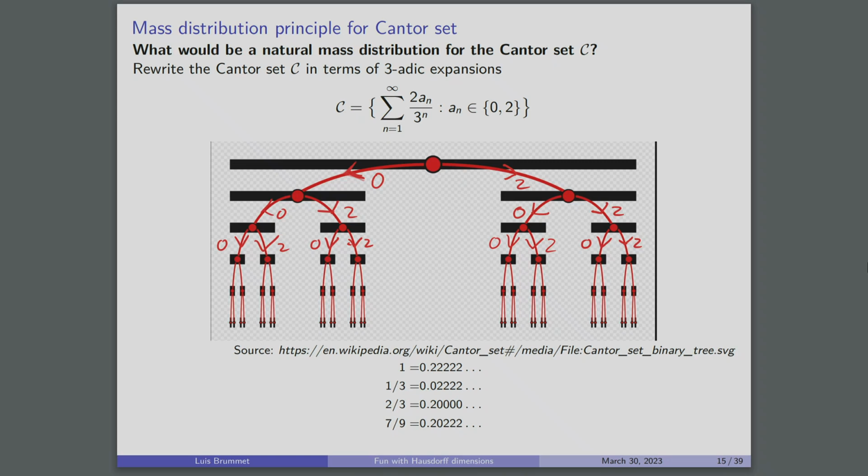So for a_n equal to 0, this means you would go to the left, and for a_n equal to 2, you would go to the right. So you can represent every number in this kind of tree structure for the Cantor set. And how does this help you? For example, let's try out some numbers.